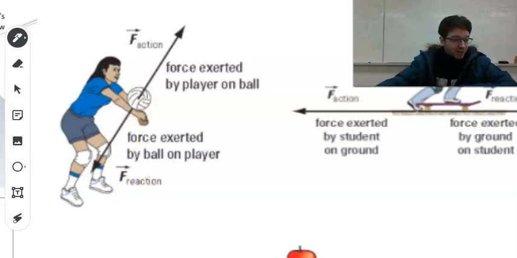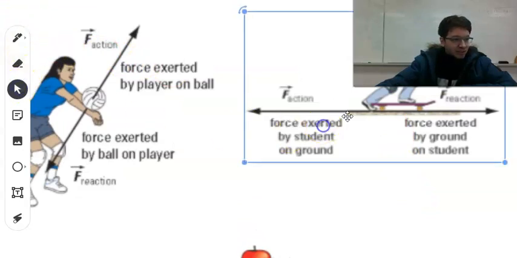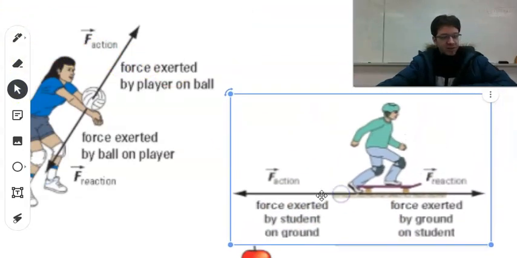Same thing if you're on a skateboard, in order to go forward, you push backwards on the ground. And therefore the ground pushes forward on you and you accelerate forward.